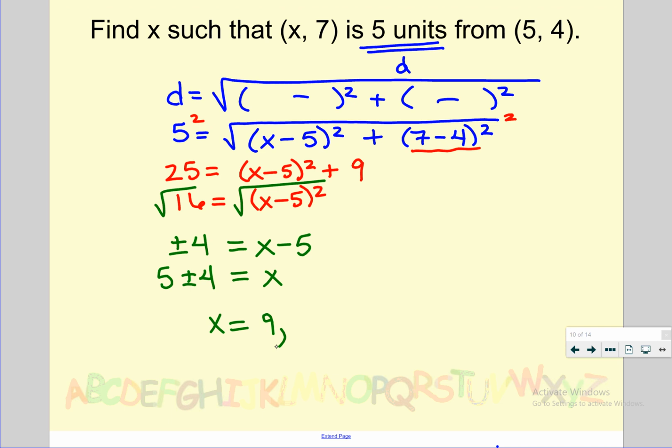5 minus 4 gives me 1. So there are 2 possible values of x that we could put in that point that would make that point 5 units from 5, 4. If you want to check it, there's a lot of solving stuff here. You can take 9, plug it back in, make sure it gets 5 for your distance. You can take 1, plug it back in, make sure it gives you 5 for your distance. So as long as you've set up your equation correctly, you can plug your answer back in and make sure it works. All right, questions on that one?